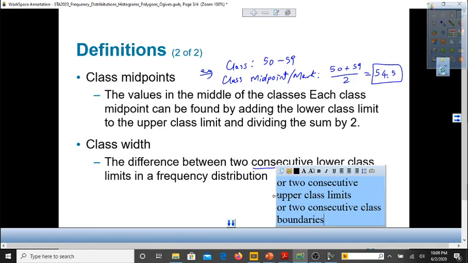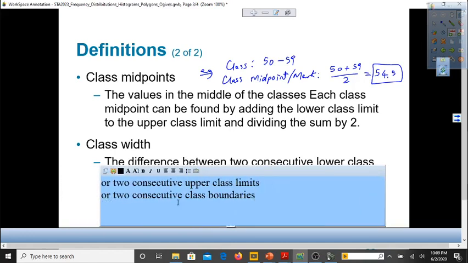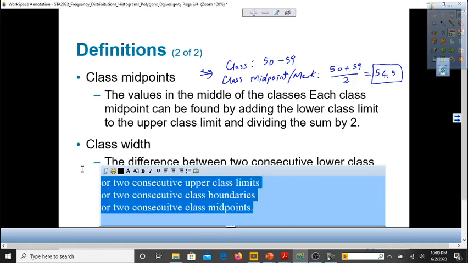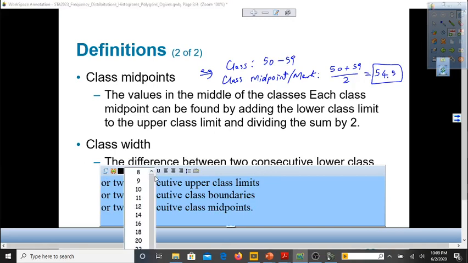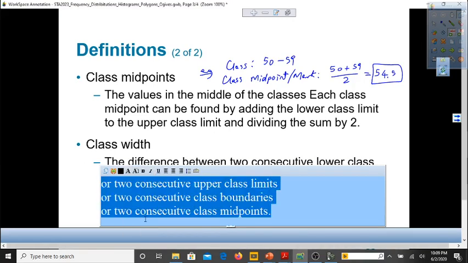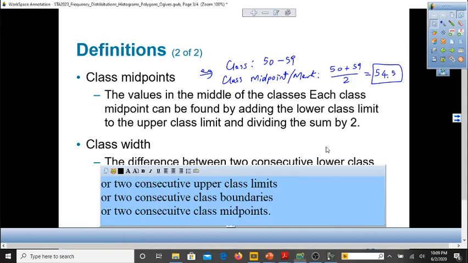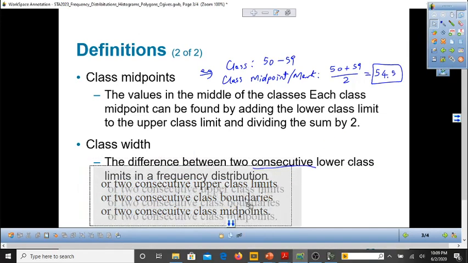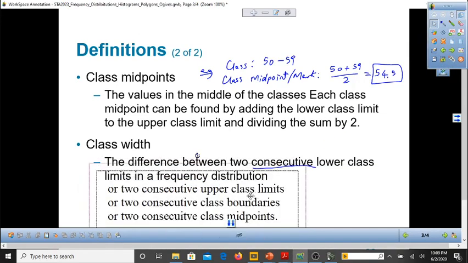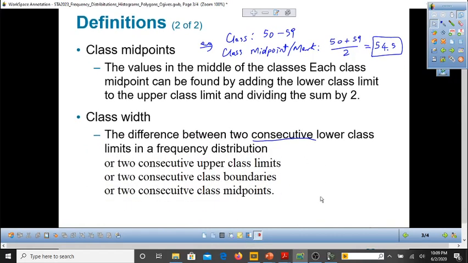Or two consecutive class midpoints. In other words, if you take any two values of the same type and you find the difference between two consecutive values of that type, then you have yourself your class width. And when we construct a frequency distribution, the class width must be the same for each class.